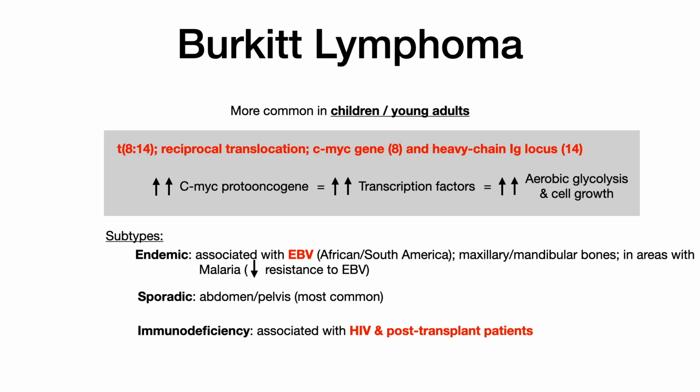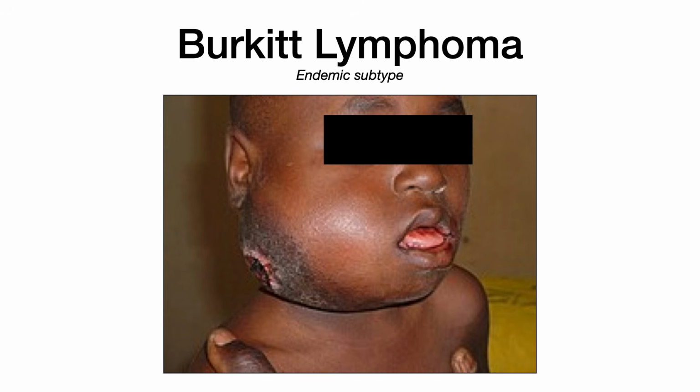And then lastly, there's an immunodeficiency subtype, which is associated with HIV and patients who are post-transplant. Again, if you're just taking USMLE or COMLEX, you got to know endemic. And the reason you need to know that is because the maxillary and mandibular involvement has a classical image that looks like this. So if you see this image, you have to know Burkitt lymphoma. This image equals Burkitt lymphoma.